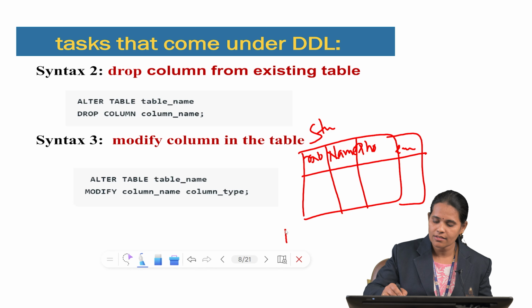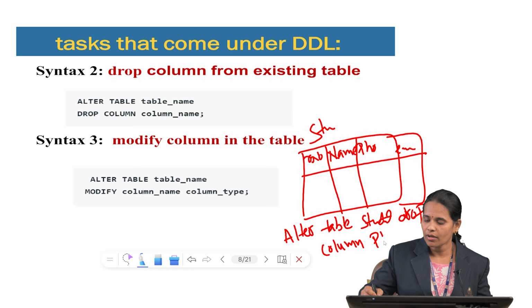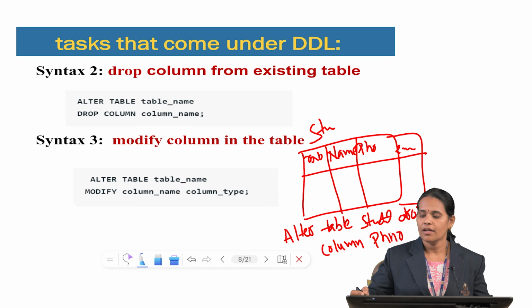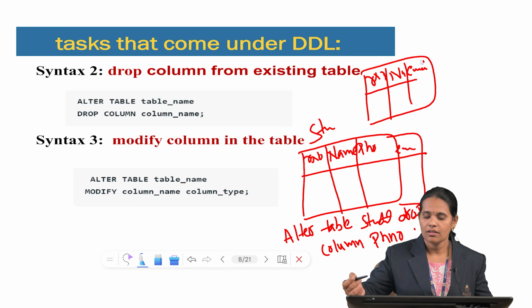So the syntax is alter table, name of the table is student, drop column, and we need to mention the column name, phone number, semicolon. So the output for this is roll number, name, and email address. Now the updated table is roll number, name, and email address.